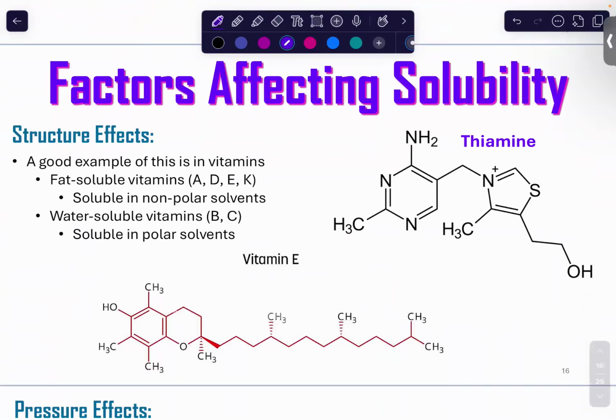Factors affecting solubility. This is why I confused myself. For some reason, I wrote this before I solved this problem. Okay. So structure effects. We kind of talked about this before. Here's two fun structures for you. Vitamin E and thiamine. What is thiamine? What vitamin is that?